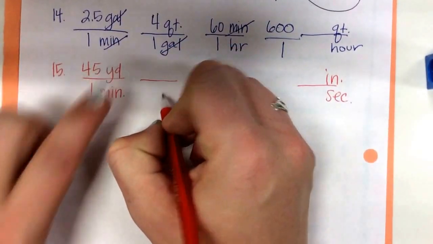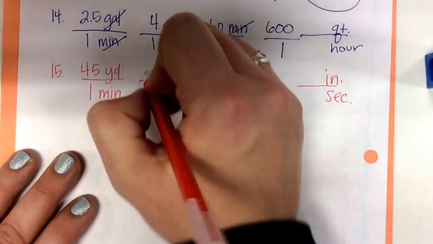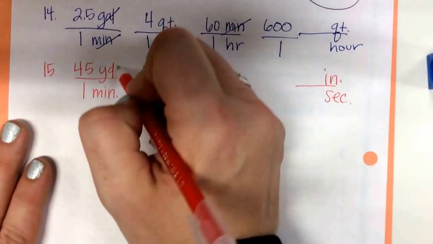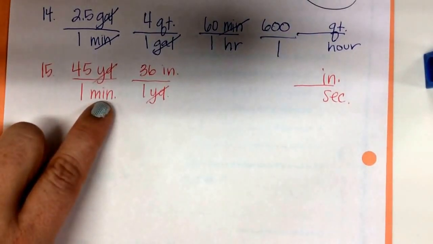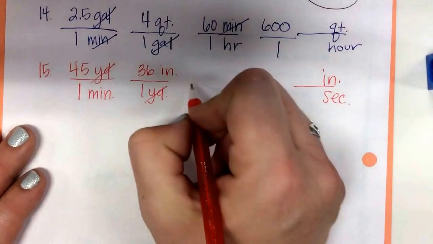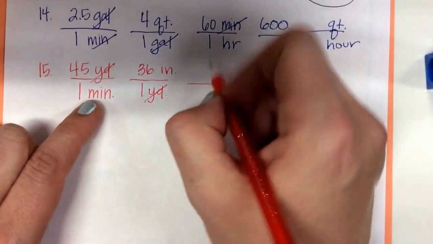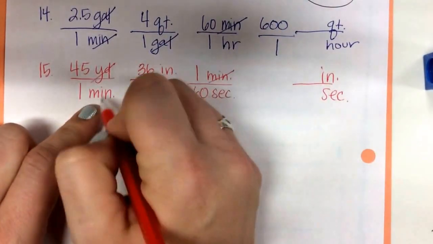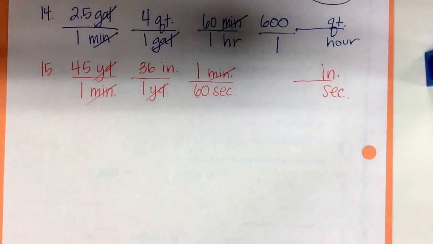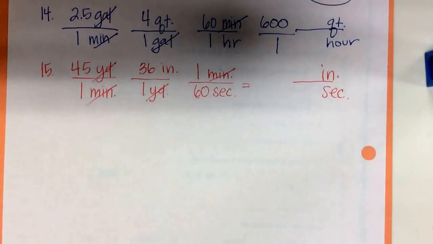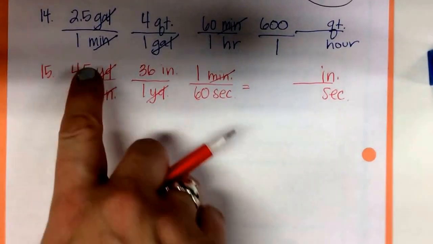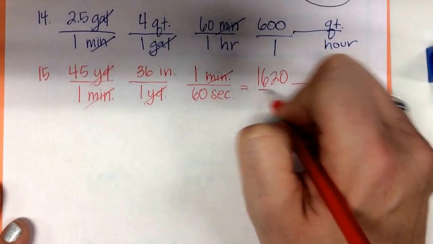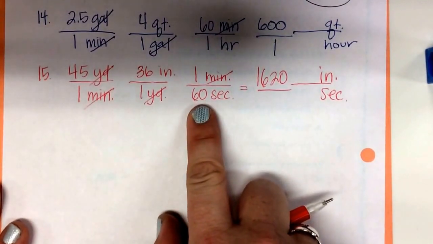So my yards go diagonal. 1 yard is 36 inches. So I'm good. What do you know about minutes to get to seconds? All right, so minutes, and 1 minute is 60 seconds. And are my labels good? 45 times 36 times 1, 1,620 over 1 times 1 times 60.